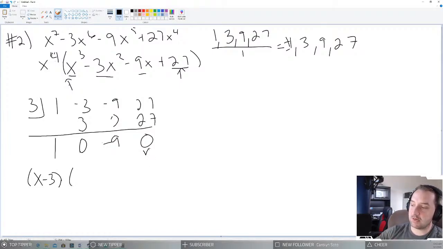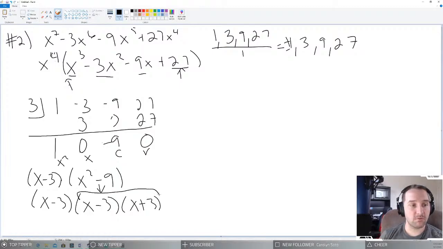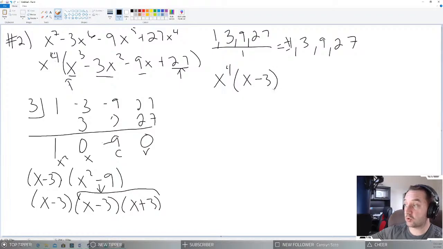And then this is the remainder, constant, x squared. So x squared minus 9. So x minus 3, x minus 3, and then x plus 3, because the x squared minus 9 is going to factor into x minus 3 and x plus 3. So now we can rewrite what we have. So I have x to the 4th, x minus 3 squared, and then x plus 3. So I factored the polynomial.